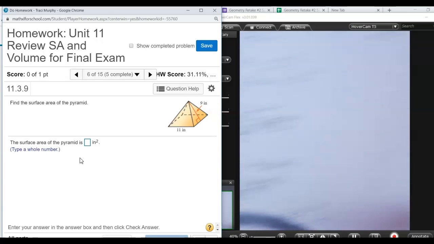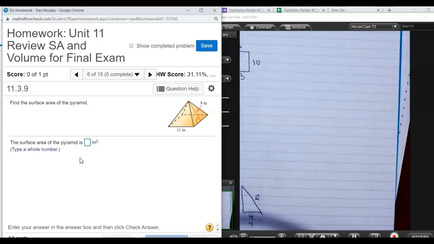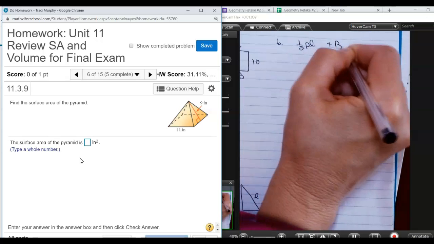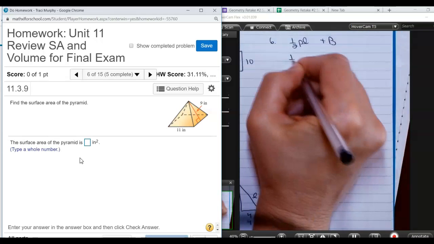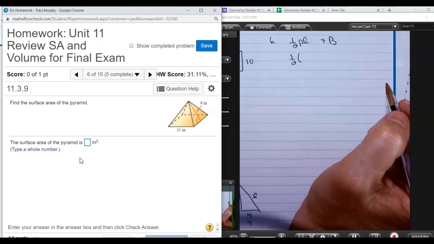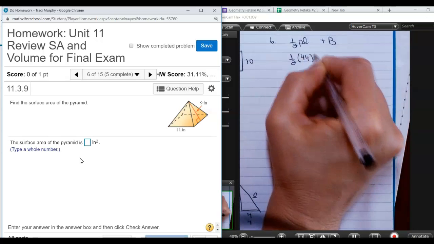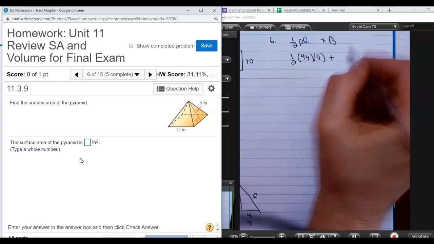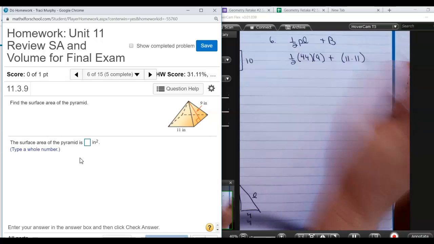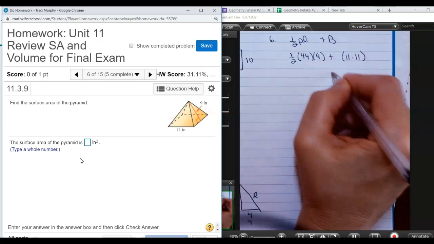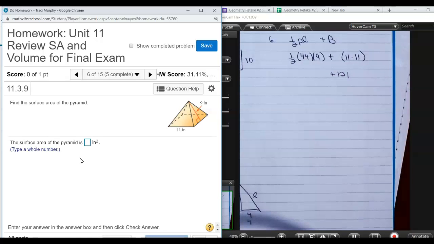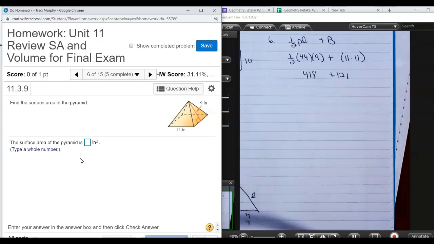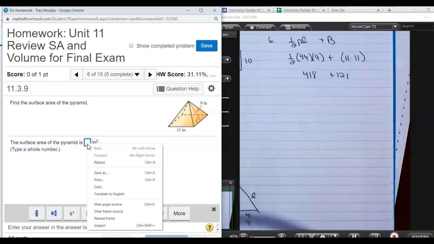Question 6, they want us to find the surface area of that pyramid. Let's write down that formula. It is 1/2 PL plus big B. Again, P is the perimeter, which in this case it looks like it's a square pyramid, so that means my perimeter would be 44. They were nice and gave me the slant height, and then I need to plug in the area of that base. And I saw several of you goof on this. The area of that base would be 11 times 11. So typing that in, and finally adding them together, I got 539.